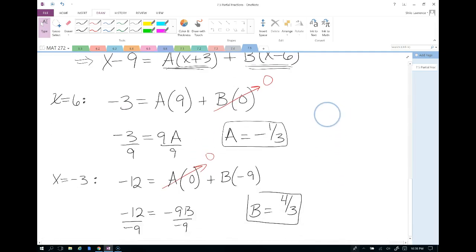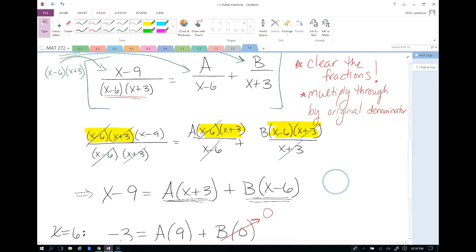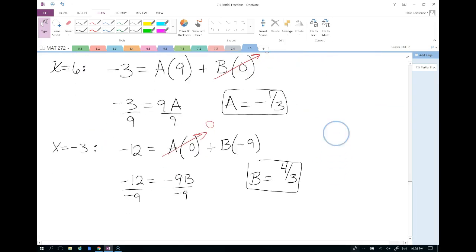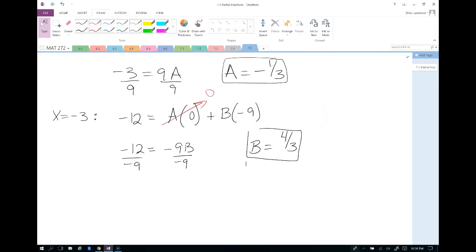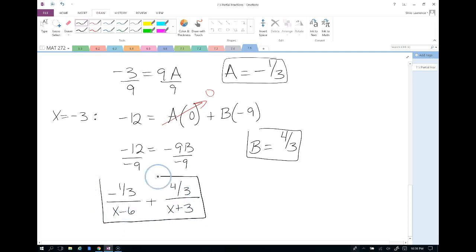So our partial fraction decomposition becomes a over x minus 6. Well, a was negative 1/3. So now I've got negative 1/3 over x minus 6 plus 4/3 over x plus 3. And I wouldn't worry about simplifying this complex fraction right now. We've got a fraction inside of a fraction.